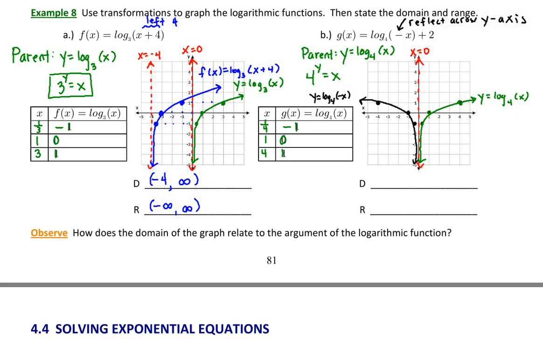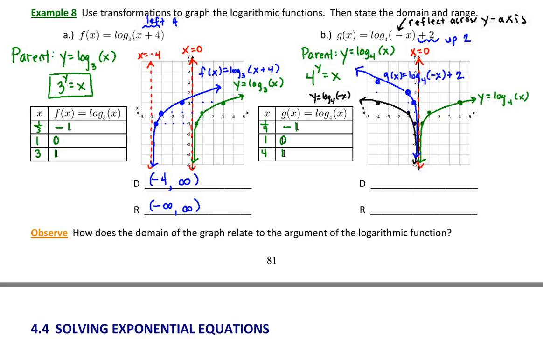But we've got one more transformation to execute. That is, we want to move all of those black points up by 2 units. Notice if we move the vertical asymptote up 2 units, it's not going to change its position. So it can stay put. So let's count up 2 units for each of these points. And connect the dots. Again, they have that same vertical asymptote. So that's our transformed function, g of x equals log base 4 of -x plus 2.